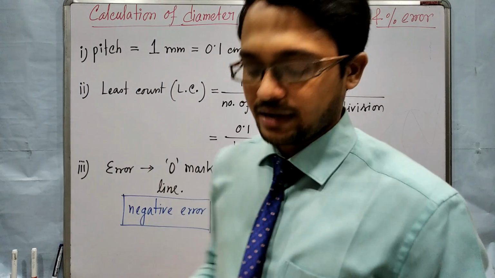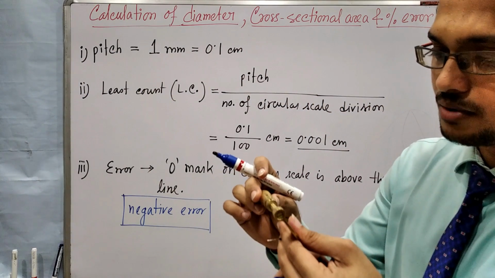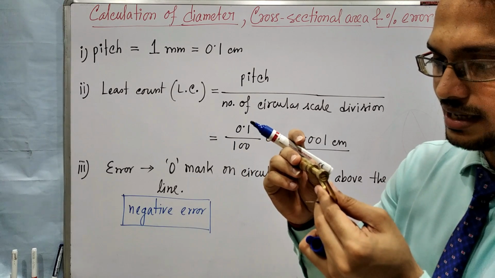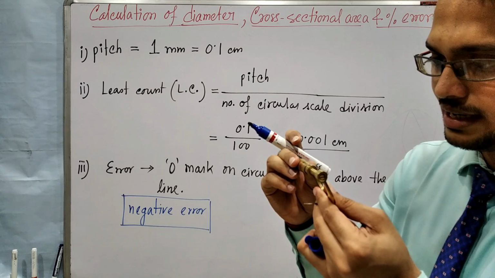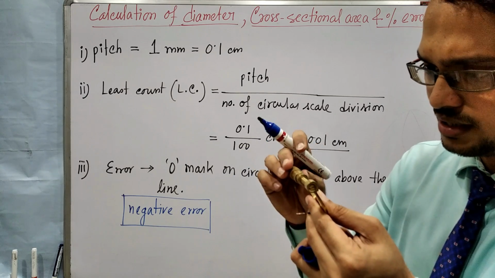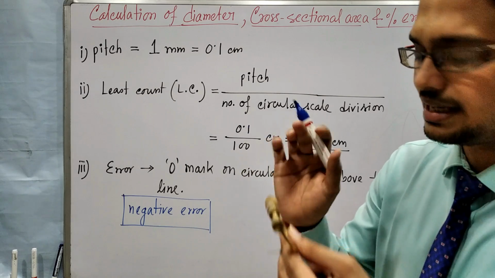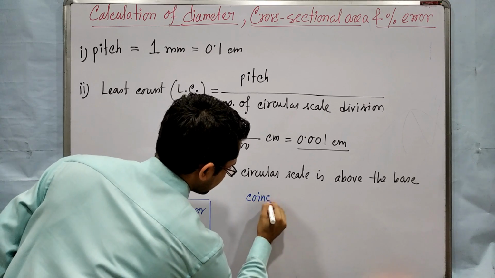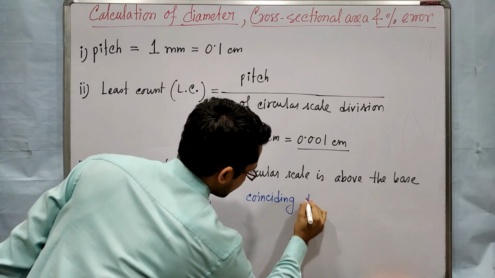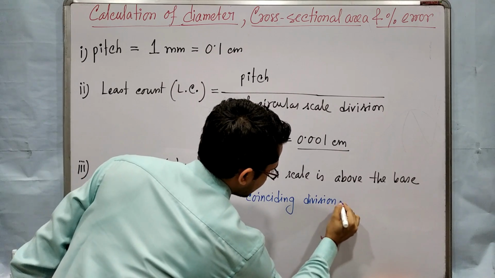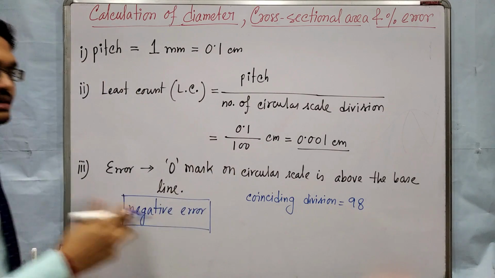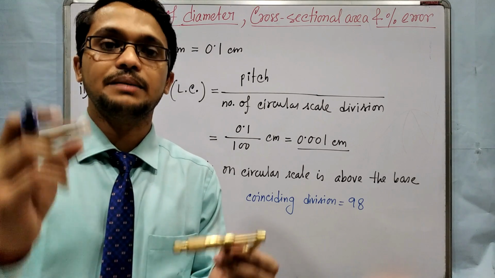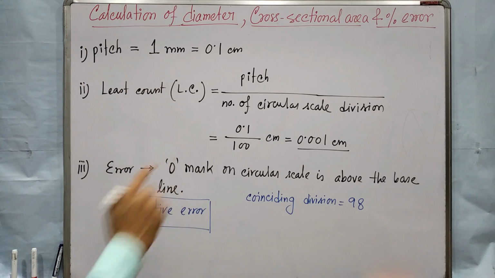Before calculating the negative error, we will take one reading from the scale, that is the coinciding division. Here I am saying that this coinciding division is 98. Clear? So I am writing it here: coinciding division equal to 98. What is that coinciding division? Any one marking on the circular scale will coincide with the baseline. So that is the coinciding division.